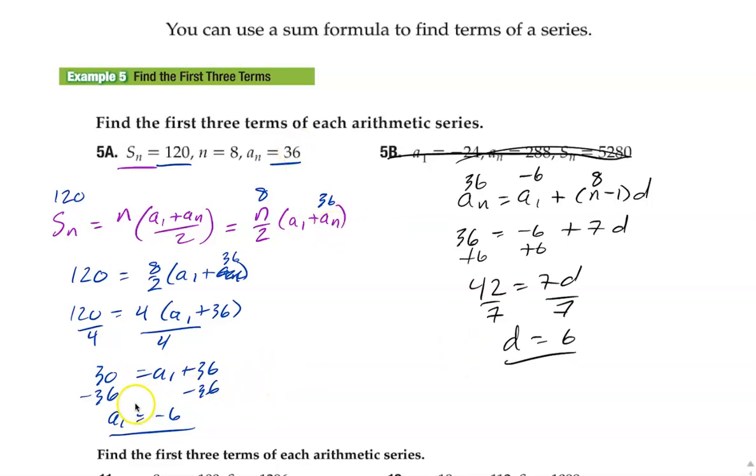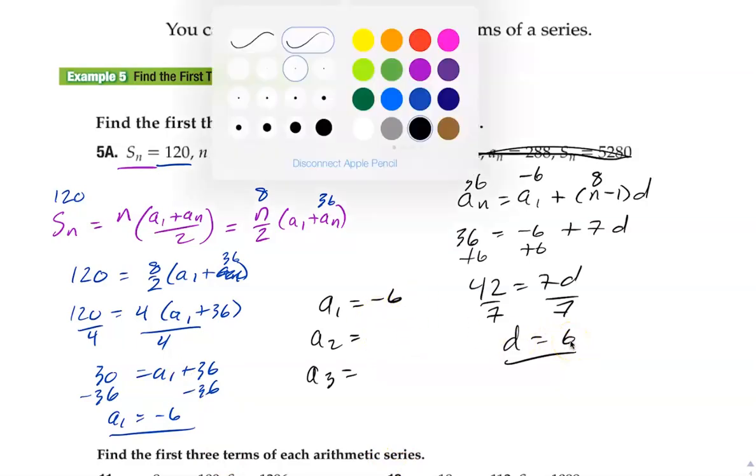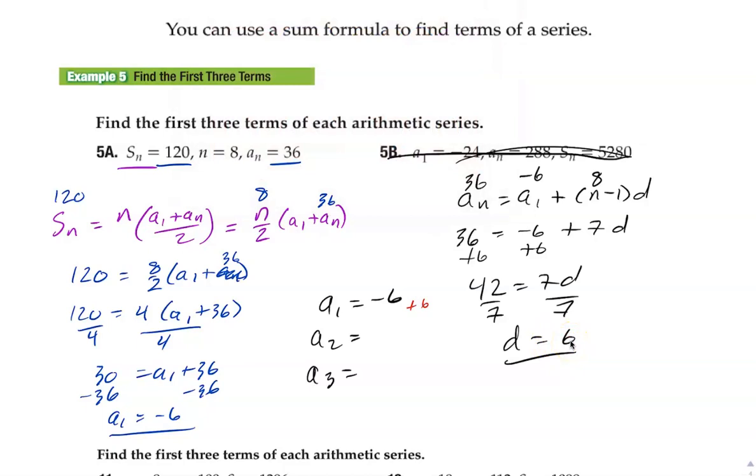Well, how does that help me with the first three terms? Well, very simple. I know the first term, a1, is negative 6. I need to find the second term and the third term. If the first term is negative 6 and my common difference is 6, all you have to do is add 6 to get the next term. That's how it works. It's an arithmetic sequence. So I get 0, add 6 again, and I get 6. Those are my first three terms, right? Once you know the first term and the common difference, you just go on adding the common difference to get your next terms.